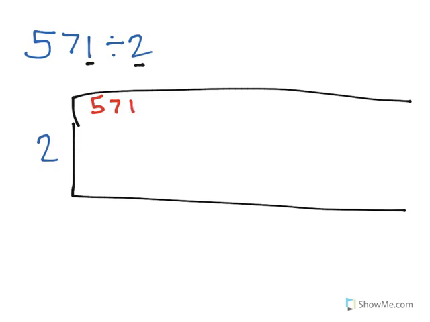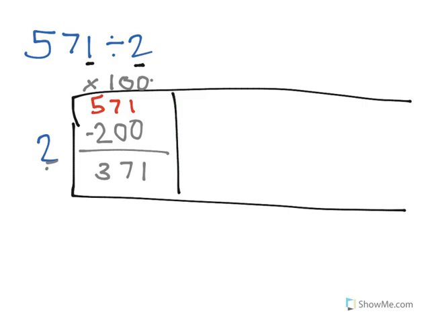So again, I have to start by asking myself, 2 times something gets close to 571 without going past it. So I'm going to stick with 100. So 2 times 100 makes 200. If we subtract 571 take away 200, 1 minus 0 is 1, 7 minus 0 is 7, and 5 minus 2 is 3. Then I'm going to box off the rectangle, and I'm going to carry that 371 to the top.